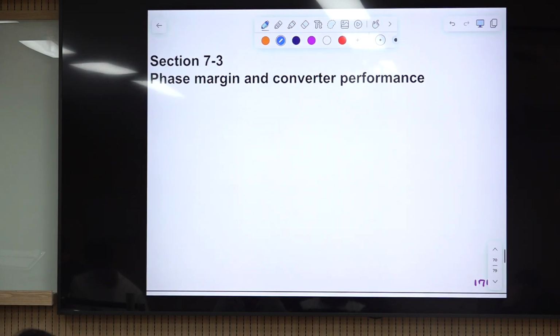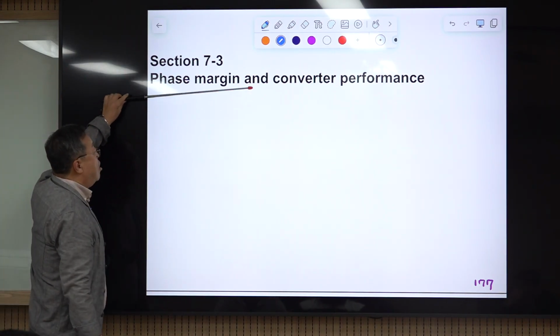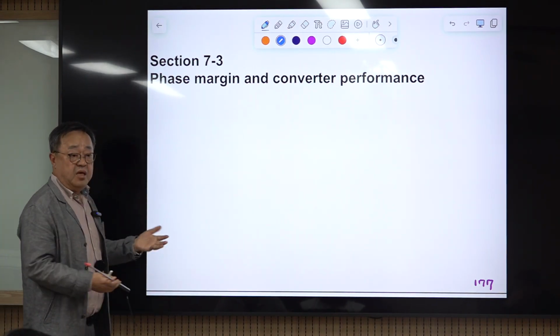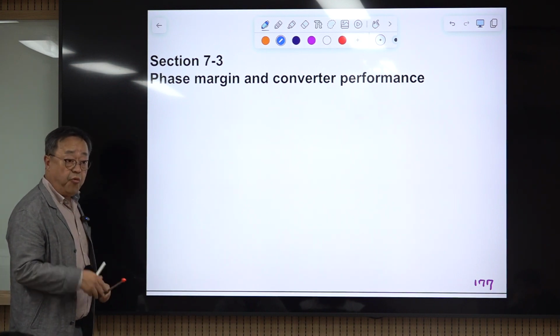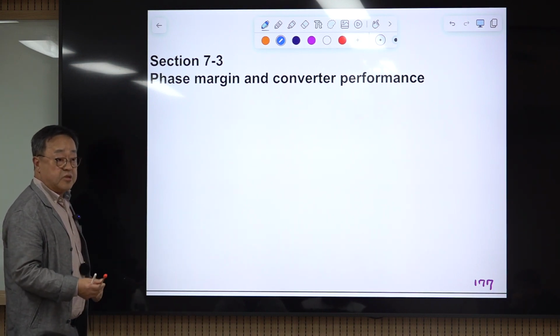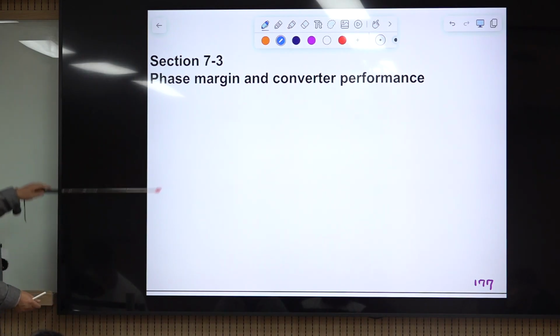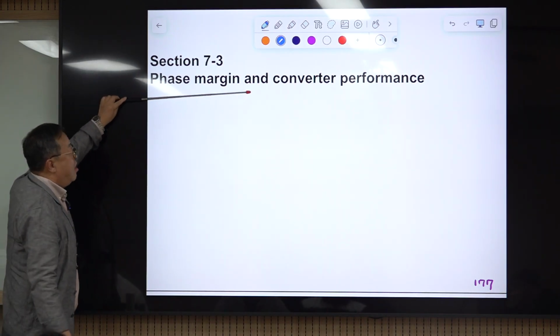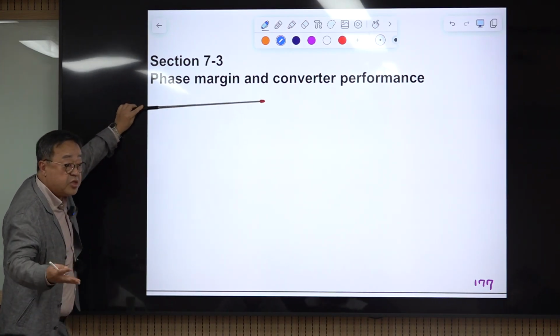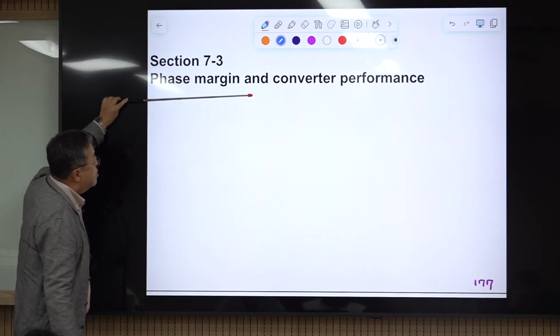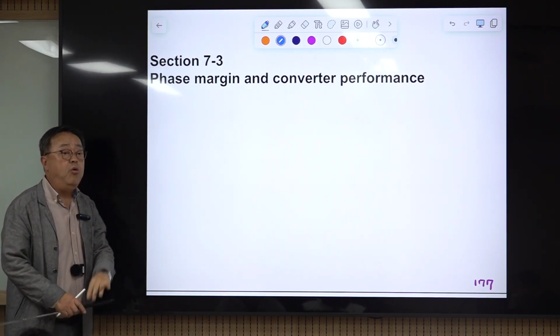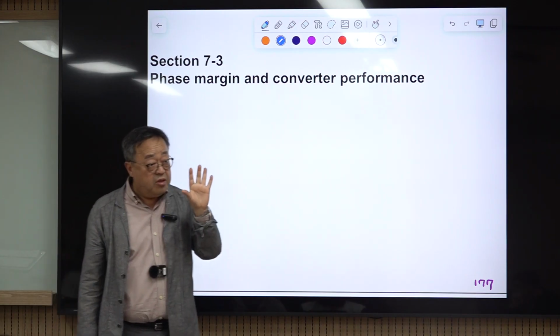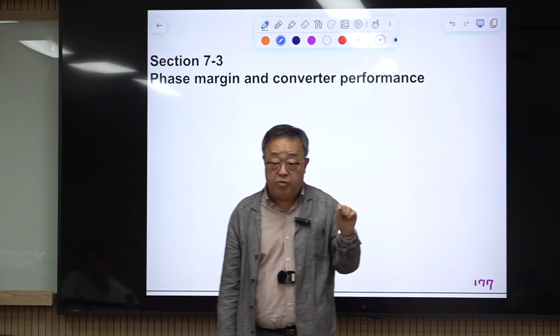Phase margin is extremely important. Phase margin is the margin of stability in terms of the additional phase it can introduce to the system while maintaining the stability of the system. Initially the phase margin is derived from the concept of the margin, but this is very important. It can be used as a performance measure index for all the performance of this converter.